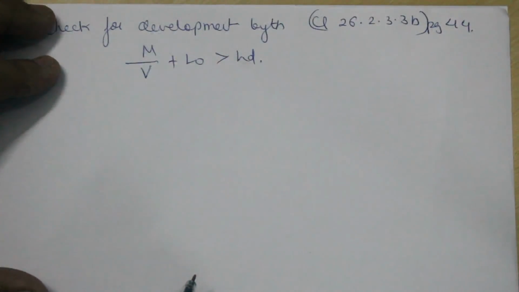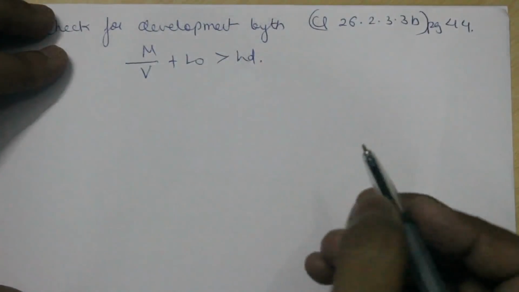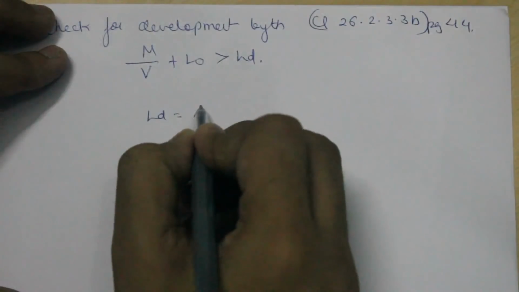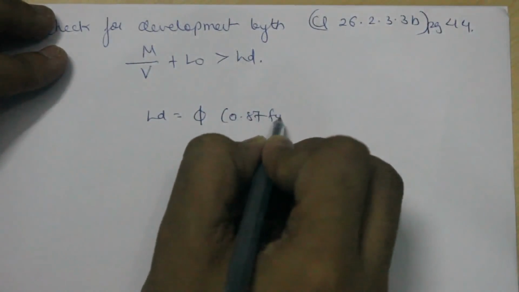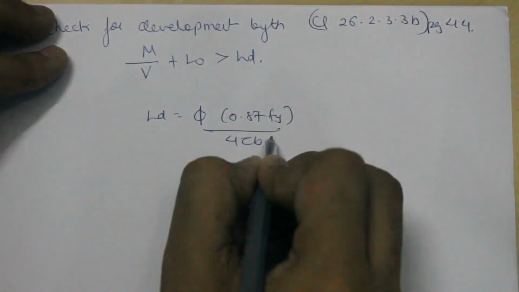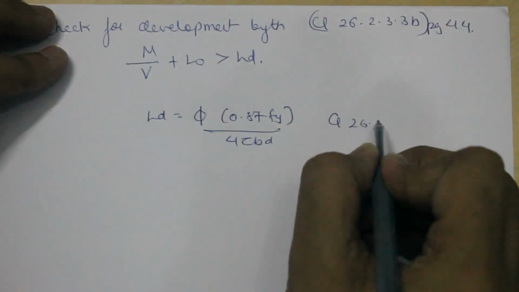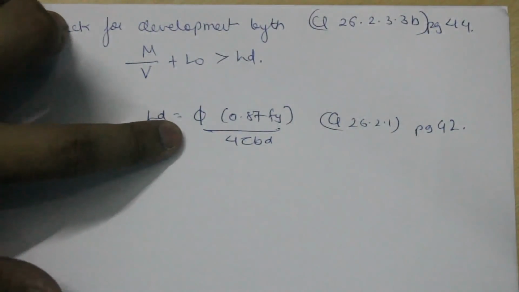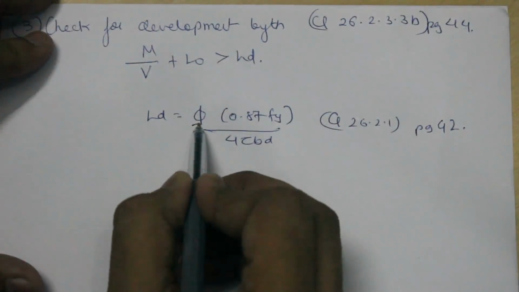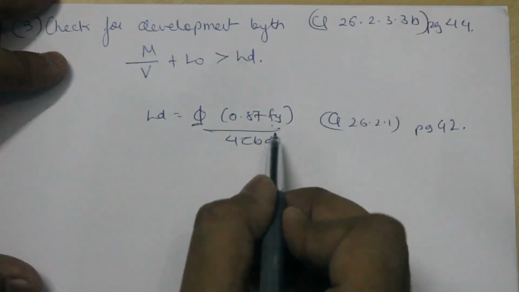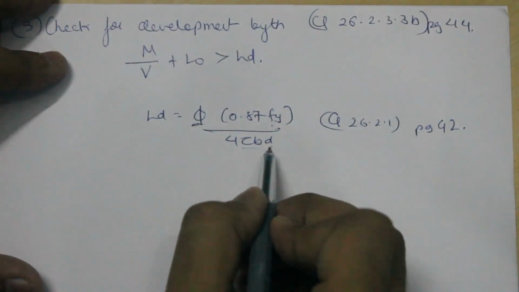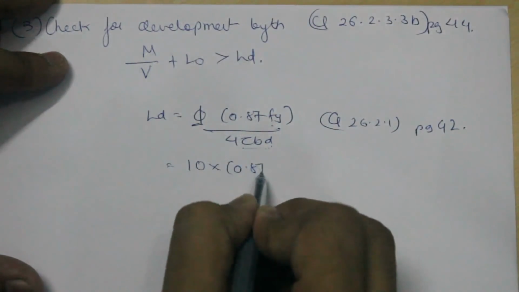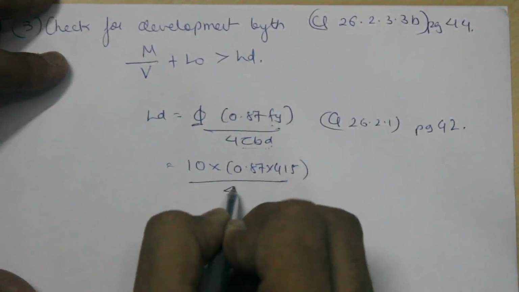The formula for LD is also given on page number 42 in clause number 26.2.1. LD is given as phi into 0.87 Fy upon 4 tau BD, clause number 26.2.1, page number 42. Now you have to simply put the values here. This is the diameter of the bar, Fy is the grade of steel, and tau BD is the bond stress. It is also given in the IS code. So I'll put all the values here. 0.87 into 415 upon 4 into.